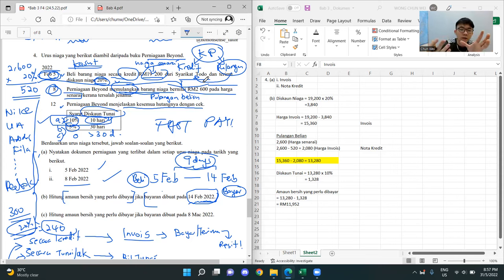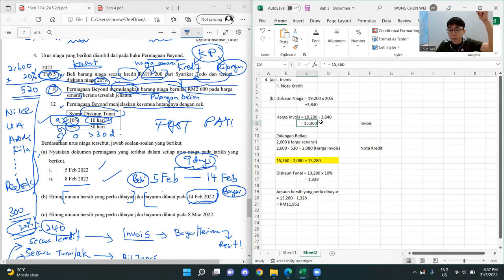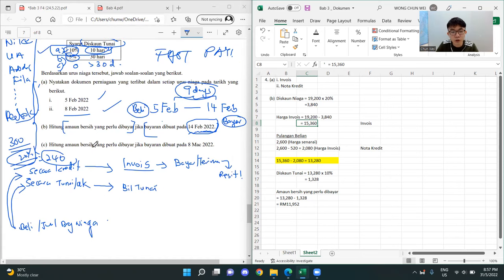So when I pulangkan, definitely the price will go down. Or not? Tadi I hutang 15,260 ringgit, but now I pulangkan the kasut, then I have to minus down again. The money that I have to pay now will reduce. So now, the price on the shoe, the Reebok that I'm returning, the price is saying is 1,000 ringgit.